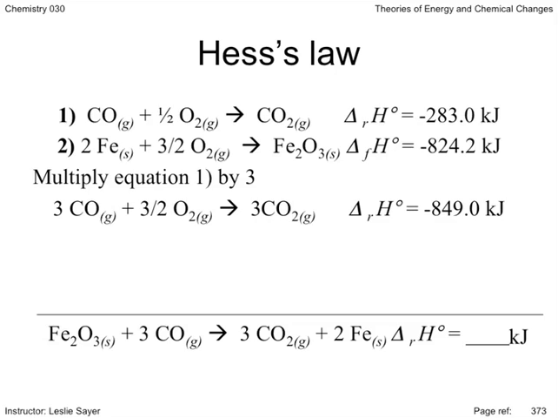Comparing the second given equation to the target equation, I can see that the correct coefficients match up with the important players in the target equation, but the equation needs to be flipped to get the iron metal as a product and the iron(III) oxide as a reactant.